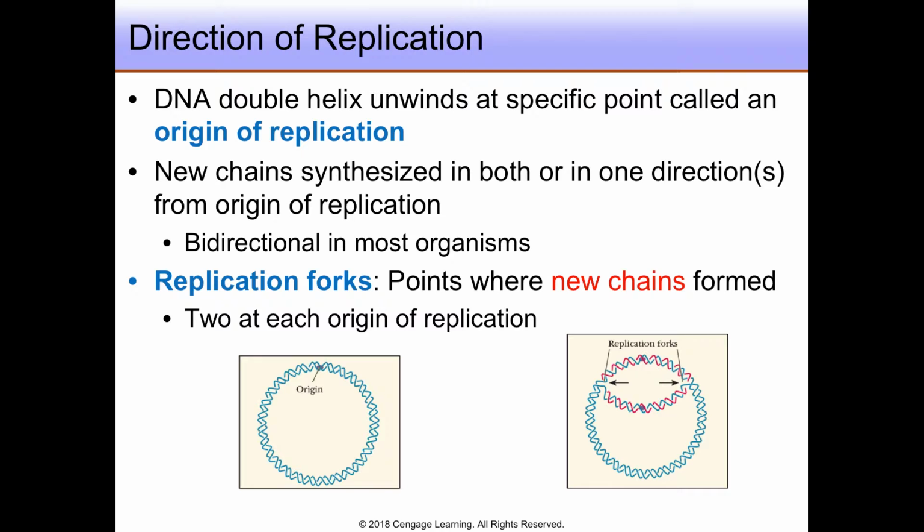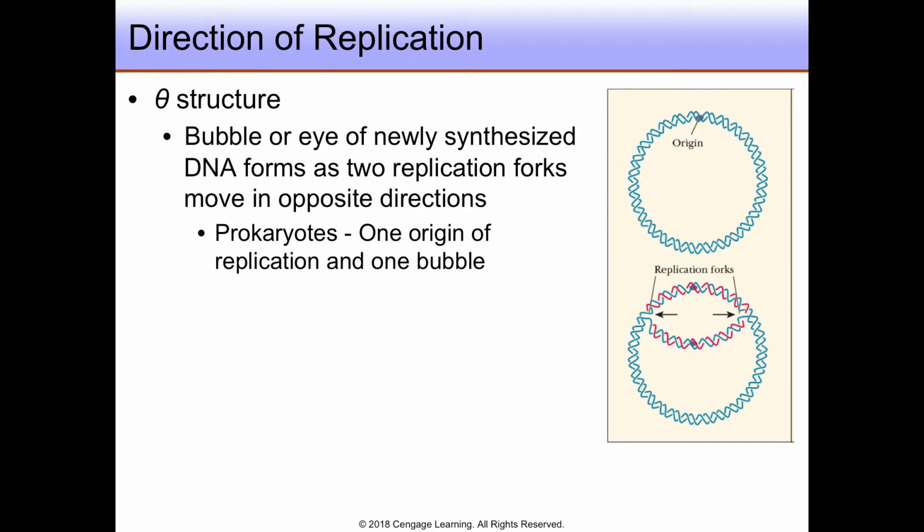As for most prokaryotes, the E. coli genome is closed, circular, double-stranded DNA. Strand separation begins at the origin of replication and is bidirectional. This means that two replication forks occur where new chains are formed, complementary to each of the two parent strands, as illustrated below. The bubble or eye that forms resembles the Greek letter theta.